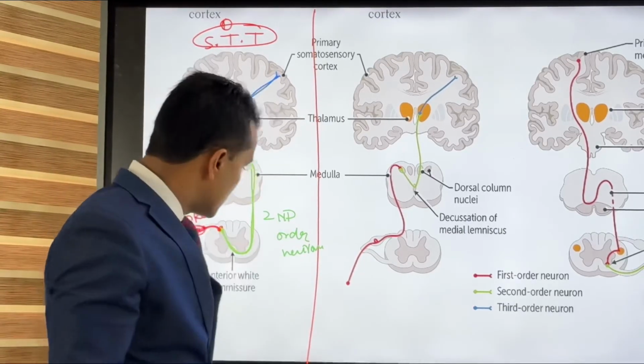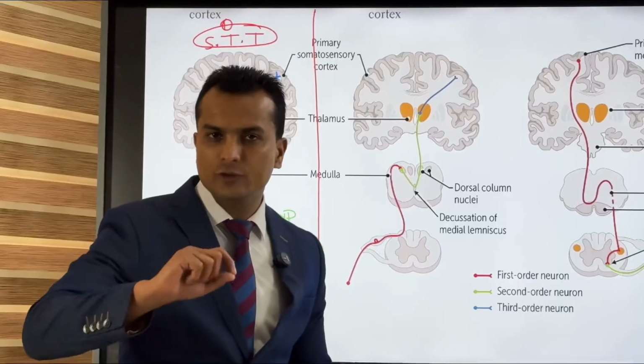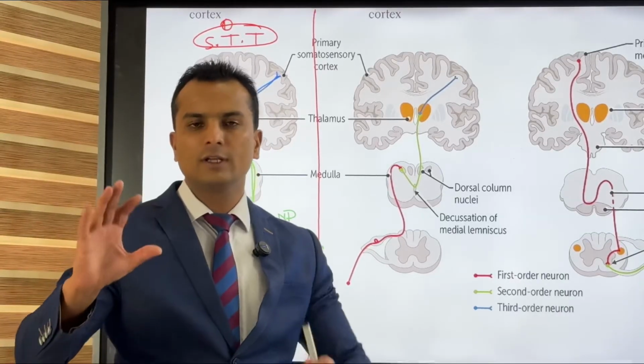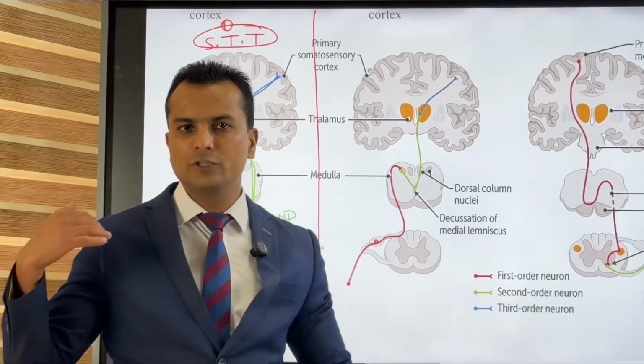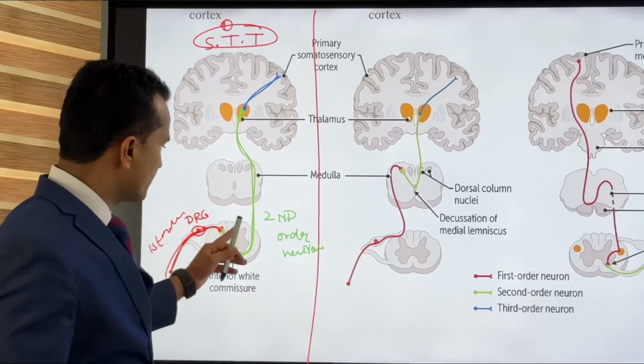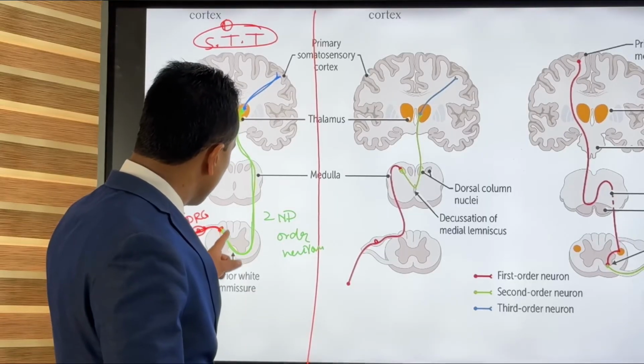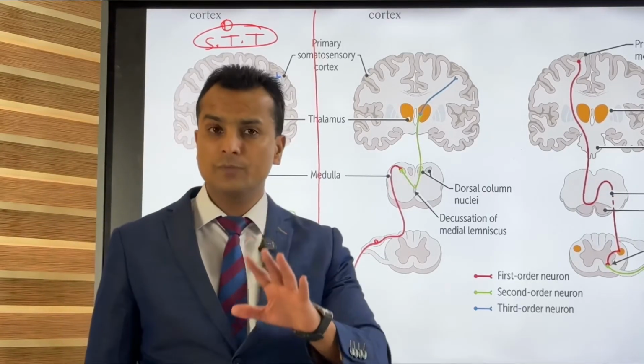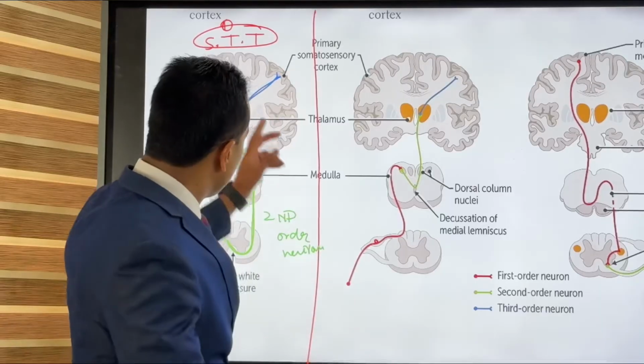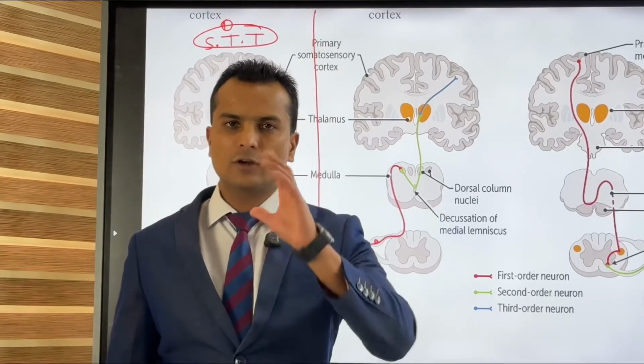So how many order neurons take pain and temperature information? Three. You have to write in your notes that from the sensory nerve ending up to the DRG and the dorsal horn of the spinal cord, this is your first order neuron. From the dorsal root ganglia and dorsal horn up to the VPL thalamus, this is your second order neuron. From the VPL to the cortex, this is your third order neuron.